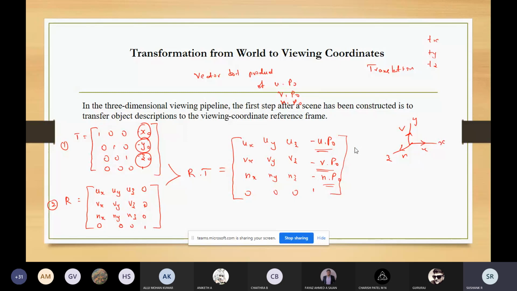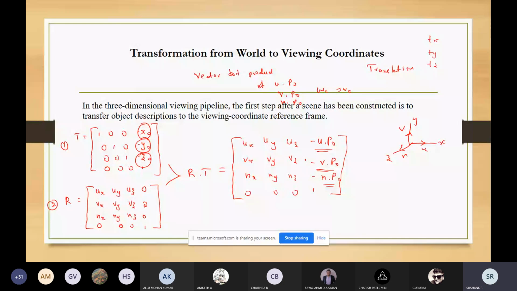So what will these products, u into p naught, v into p naught, n into p naught, represent? We know that p naught is some point given by x naught, y naught, z naught. So this product will give us a vector from the world coordinate origin to the viewing coordinate origin. And we are using negative values because we are performing the inverse translation.